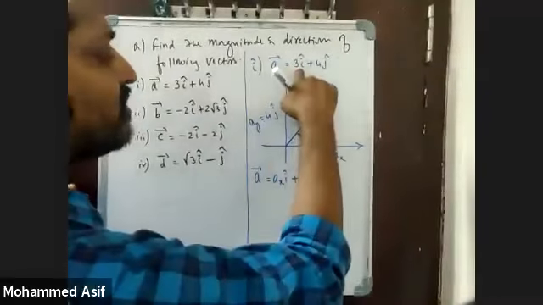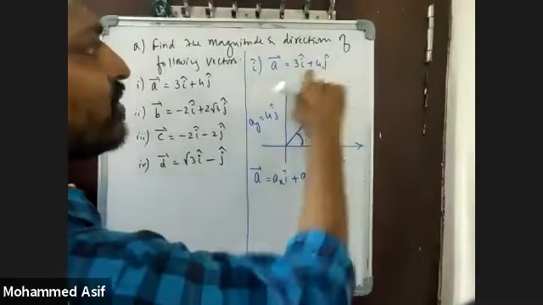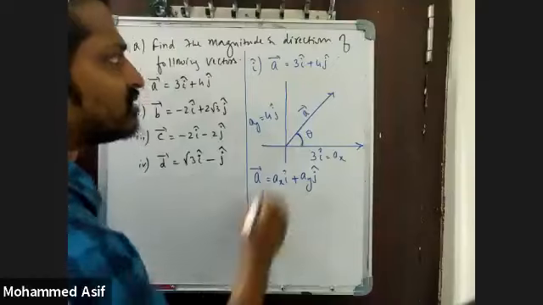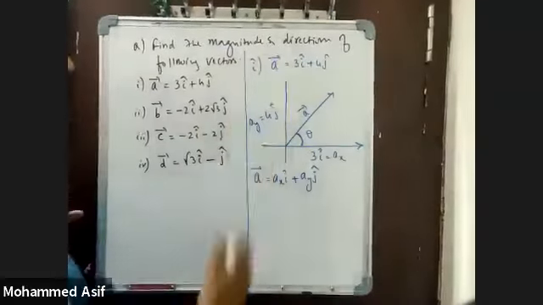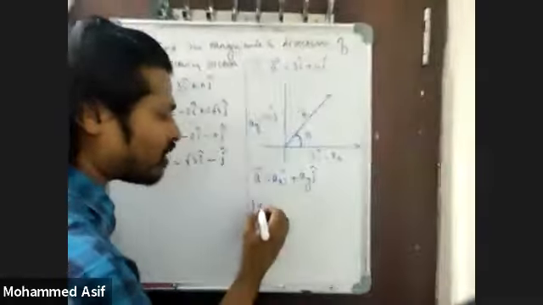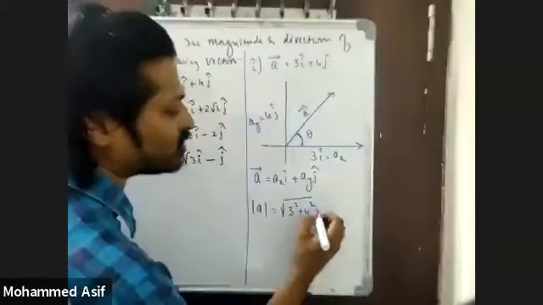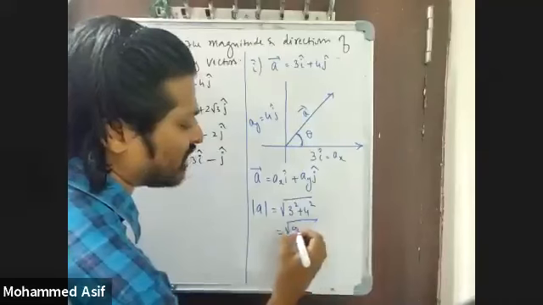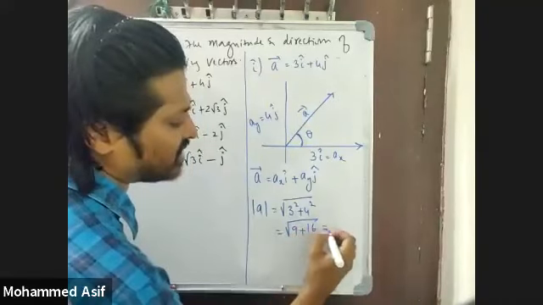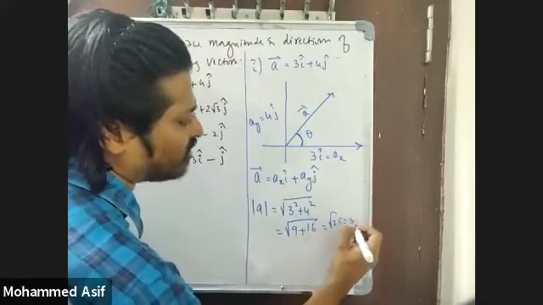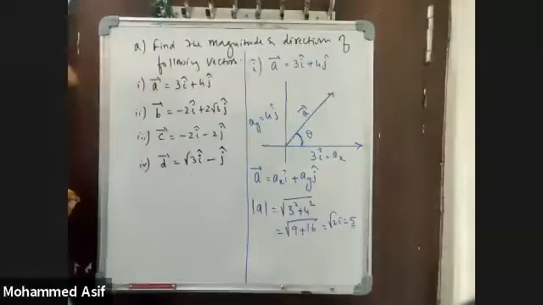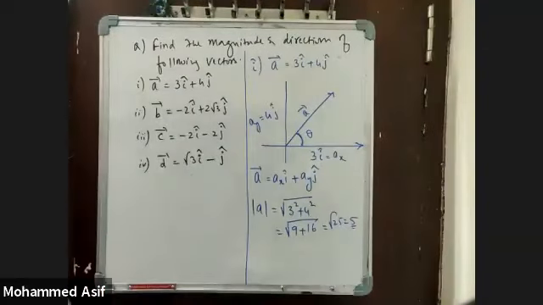Ax value is given as 3i, ay value is given as 4j cap by definition. Now it is asking to calculate the magnitude. Magnitude means mod of A is equals to under root of 3 square plus 4 square, which is under root of 9 plus 16, that is root 25. That will be equal to 5 units. So the magnitude of this one is 5 units.